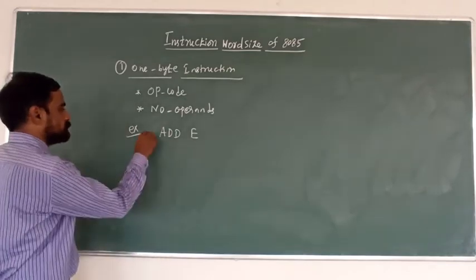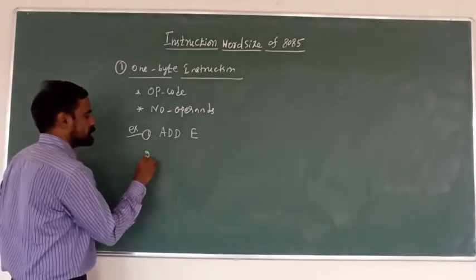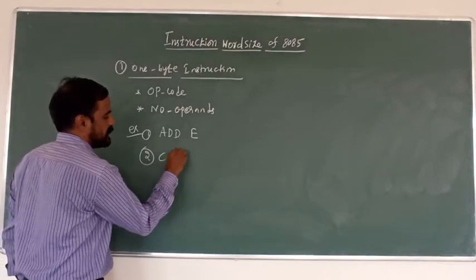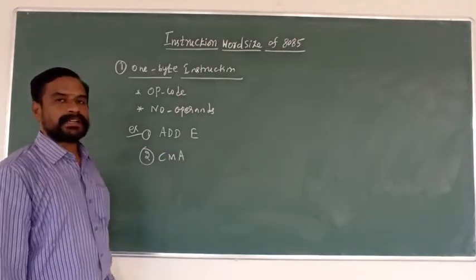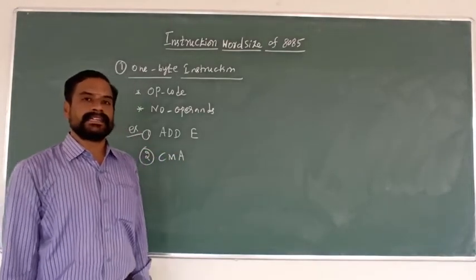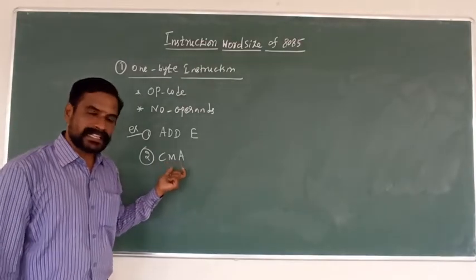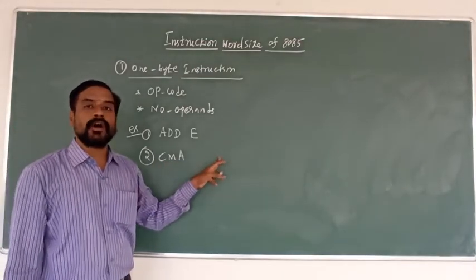Okay, this is the first example. Second one, CMA. CMA means complement the accumulator content. This is also a 1 byte instruction. There are no operands.